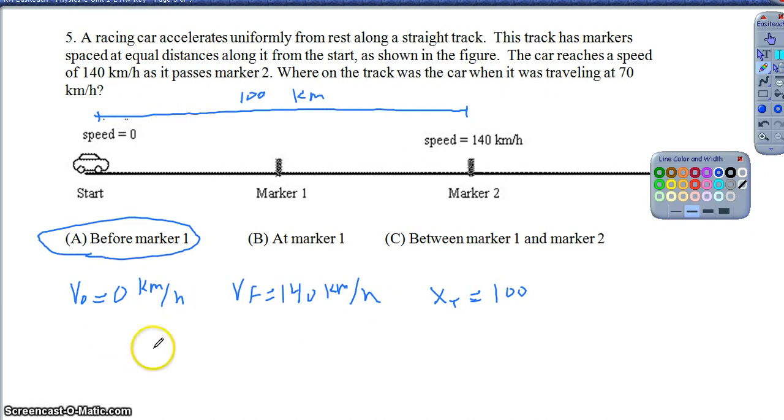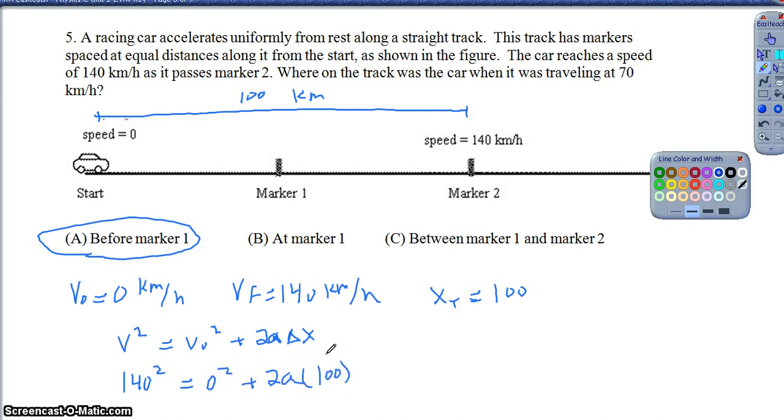Right? So since I know these three measurements, if I jump in with the final velocity squared equals my initial velocity squared plus 2a delta x, I know 3 of those 4 measurements and therefore can find the acceleration. Okay, so I know the final velocity is 140 squared, I know the initial velocity is 0, plus 2 times, I don't know the acceleration, but I'm just defining the total distance here as 100. Okay, so when I solve this, I get the acceleration to be, based on my number, 98 kilometers per hour squared.